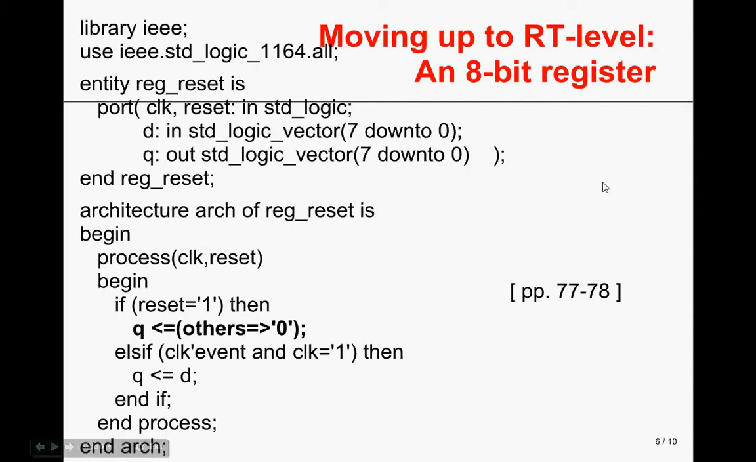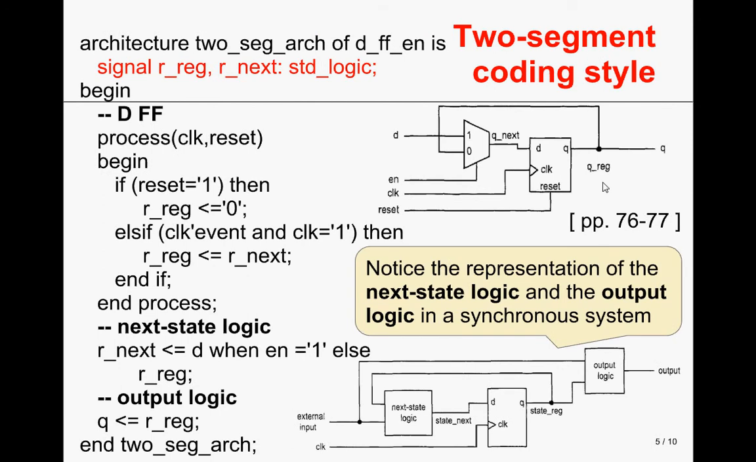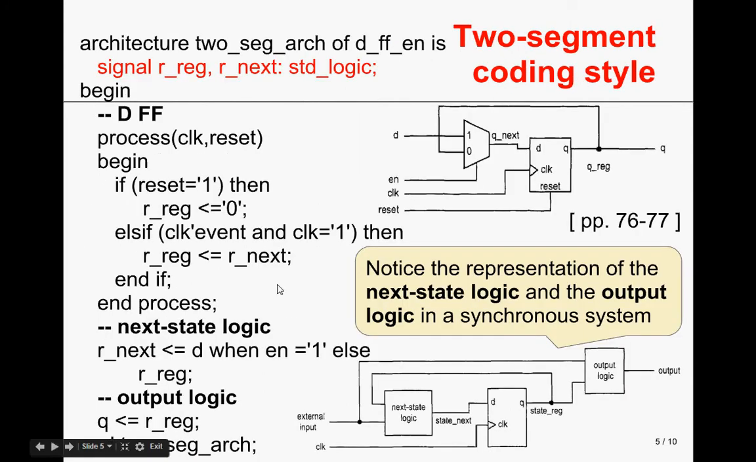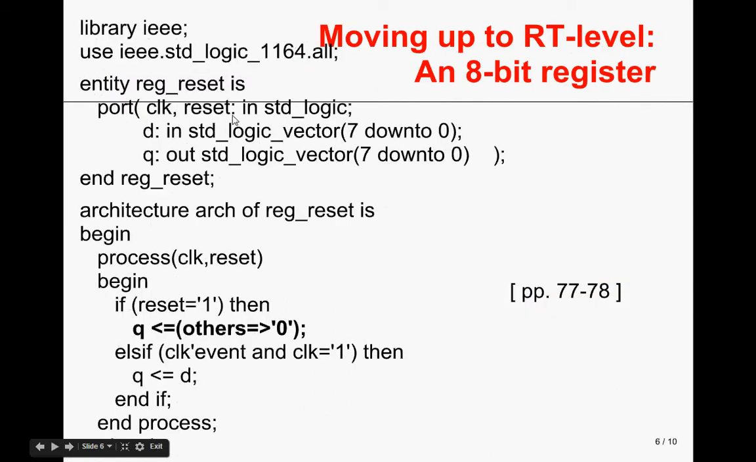Well, we could actually move up from 1 bit to 8 bits or to any number of bits, so this would be moving to register transfer level. The VHDL description will be very much the same. Essentially the difference is that when defining the entity, we will no longer be using standard logic alone. In this case it's a standard logic vector data type, since we'll have a bit array both for the input and the output.